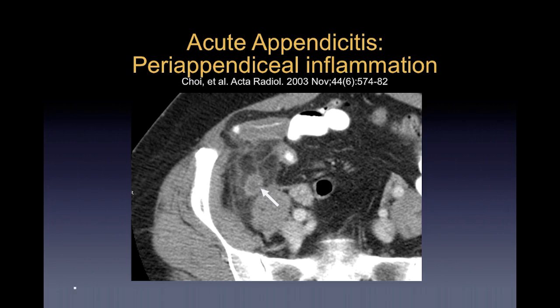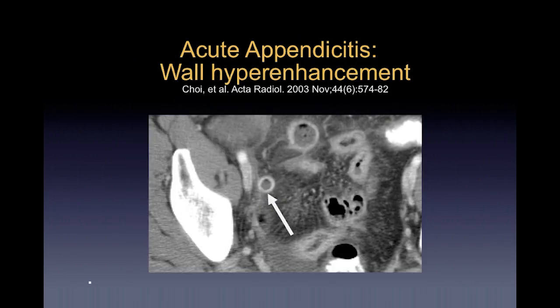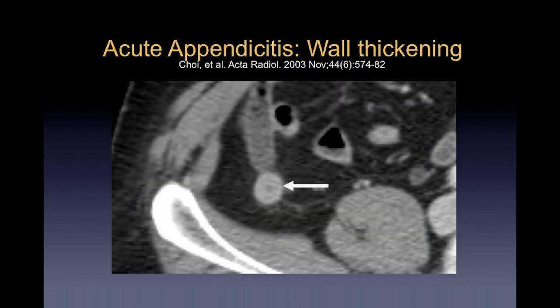And the first of those is periappendiceal inflammation, which we see here. You've got a biggish appendix, and we see fat stranding, fluid right around the appendix. We can feel quite confident in making a diagnosis of appendicitis. Wall enhancement. We see here that the wall is enhancing much more than adjacent bowel loops, a sign of inflammation. That in combination with some appendiceal enlargement, great indicator of appendicitis.